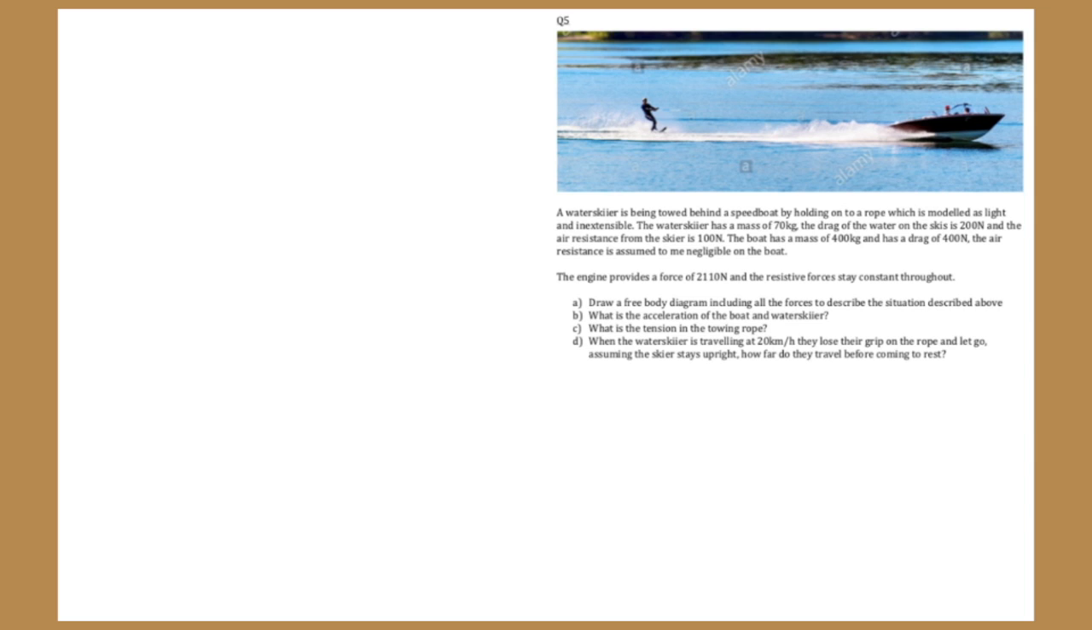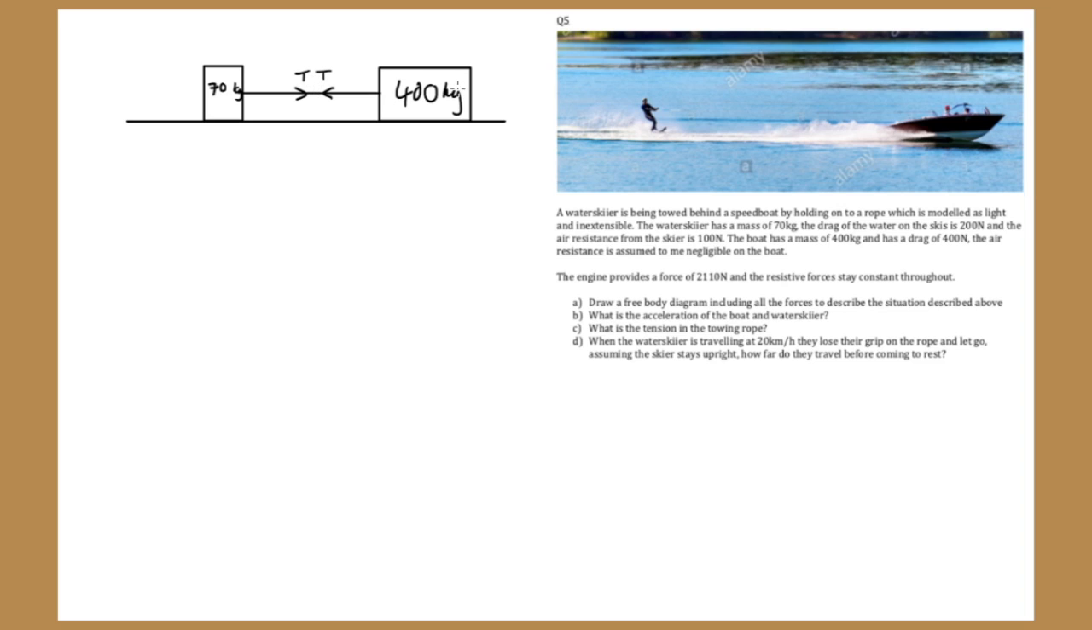Okay, so the first question is to draw a free body diagram. So I'm going to start with a surface here, and I'll have my boat like this, and my skier is a lovely little block like that. They're attached with a cable like that. So I need to label up all the forces that I have and the masses. So the mass of the boat is 400 kilograms. The mass of the water skier is 70 kilograms. The tension's in here, so we need to label this like so.